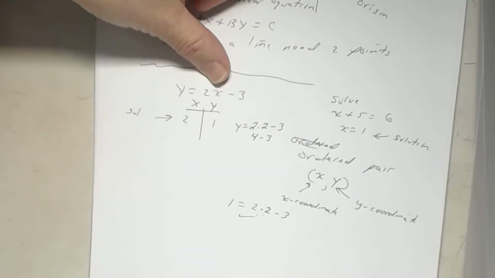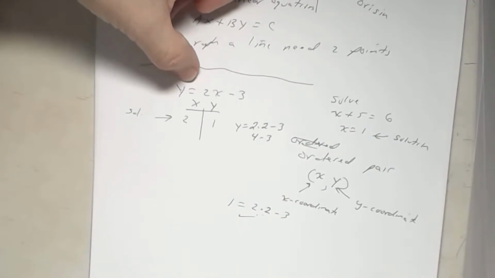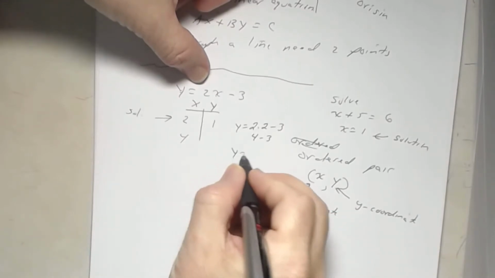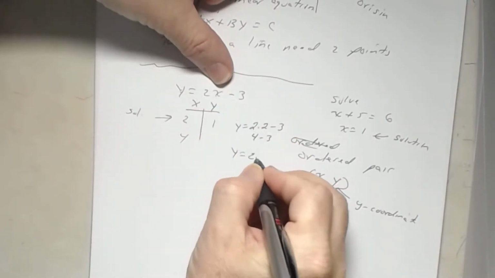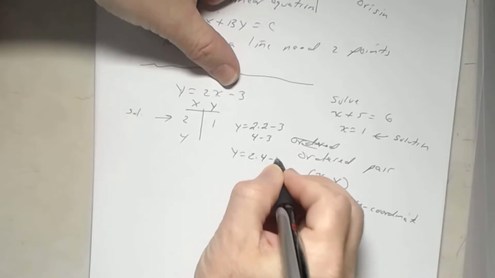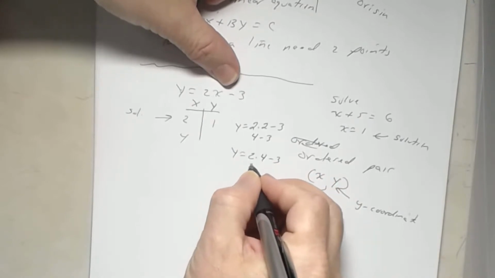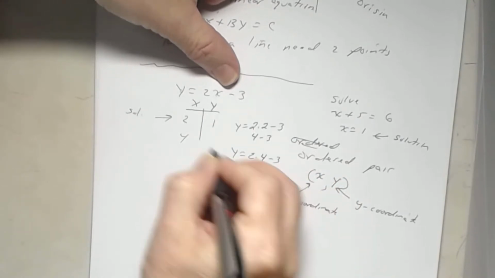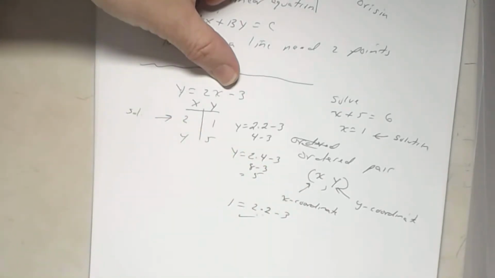But someone said that's the only solution. Remember when I asked you: since y is by itself, give me any number for x. Someone else could have said 4. So if x is 4, let's see what we get. y equals 2 times x, which is 4, minus 3. What's 2 times 4, and what's 8 minus 3? So I get the ordered pair (4, 5). Is that also a solution? Yes, that's also a solution.